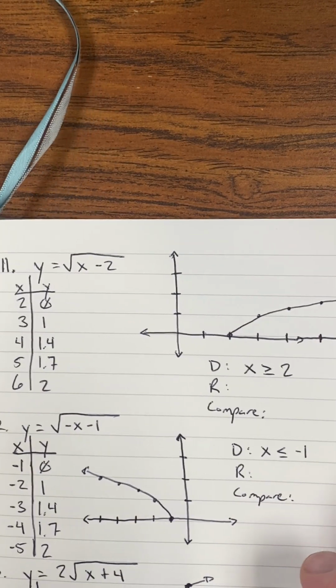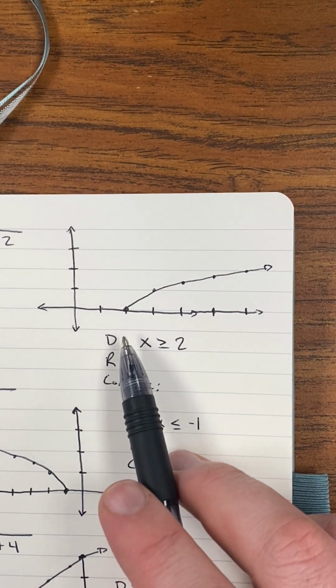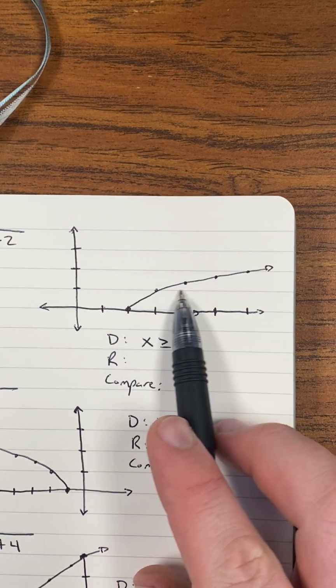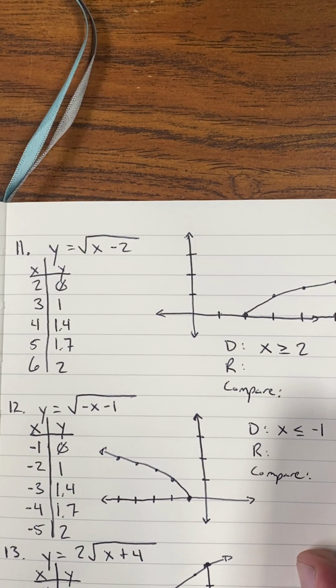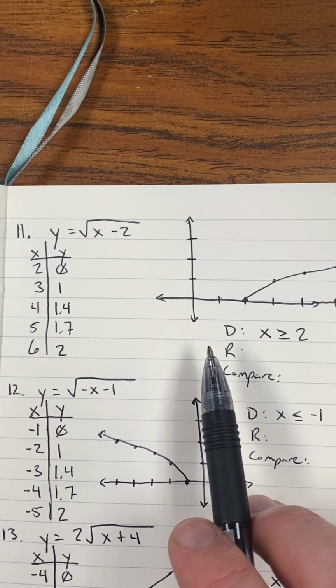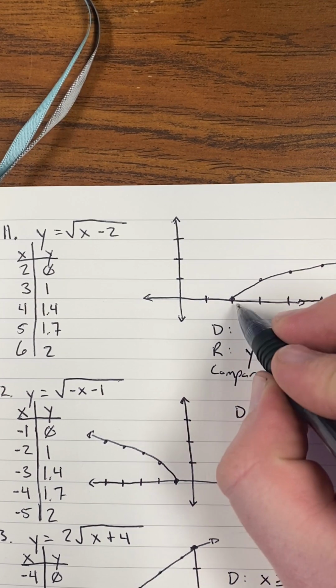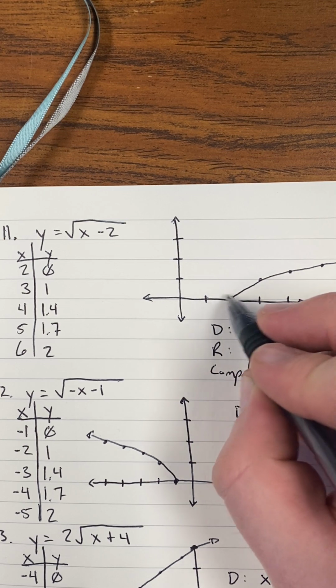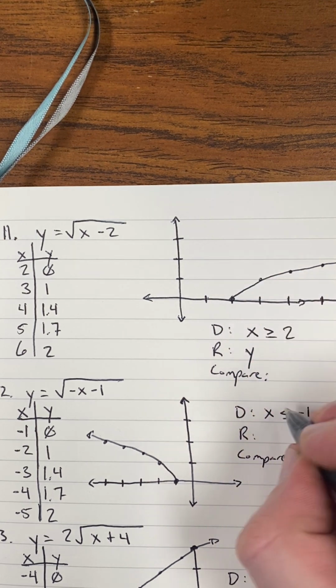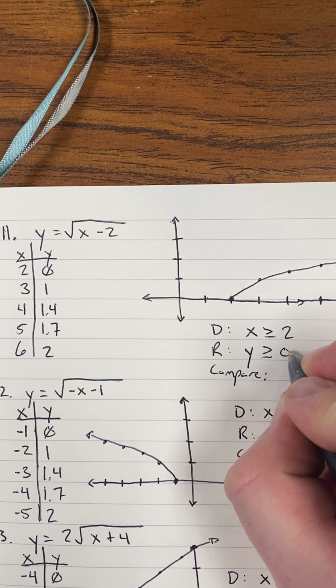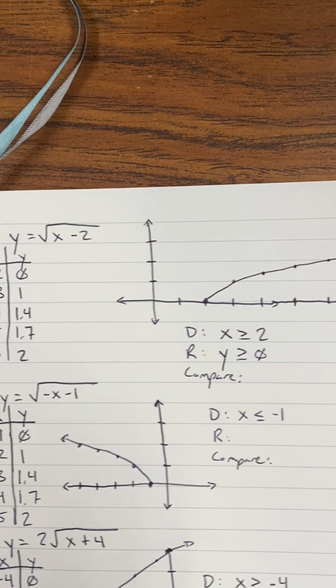Okay? Let's look at number 11. Number 11 looks like this. So your graph should look like this, where it starts at 2 and it kind of looks like normal. Okay, so something else is going on here. So first off, let's talk about the range. The range starts at 0, right? The y value is 0 right here, and it's going up. So it's greater than or equal to 0.